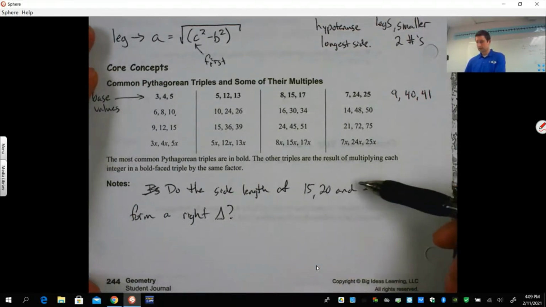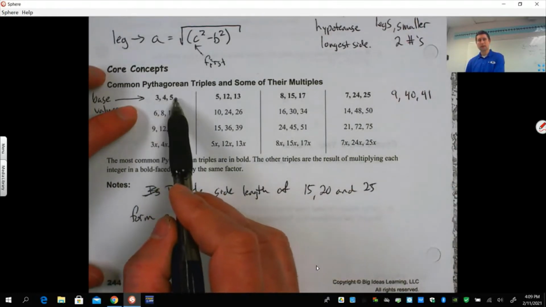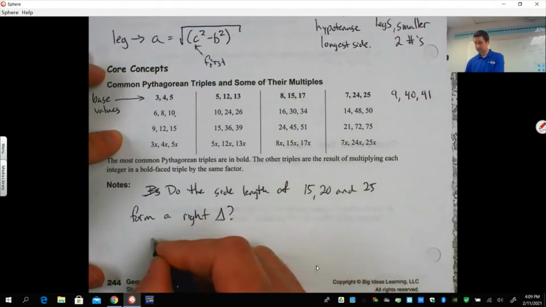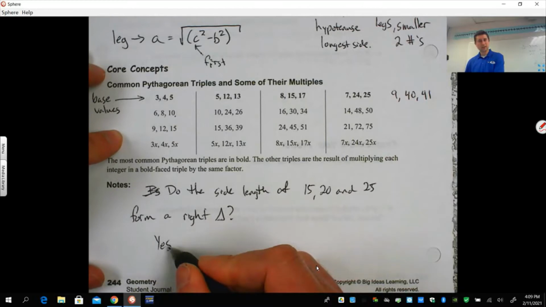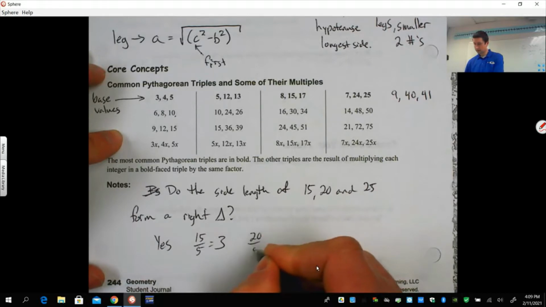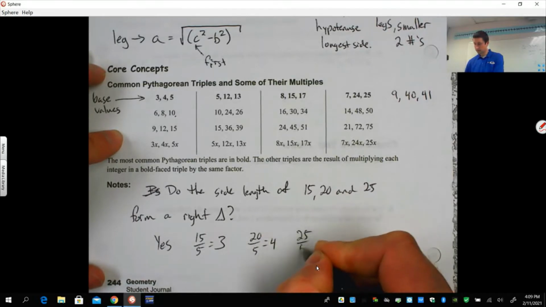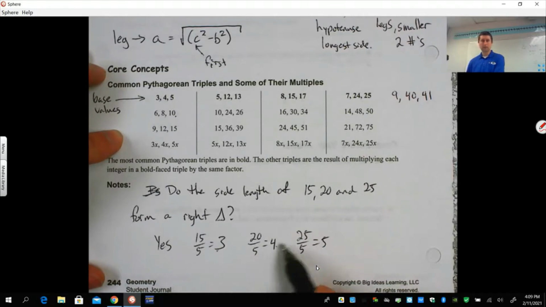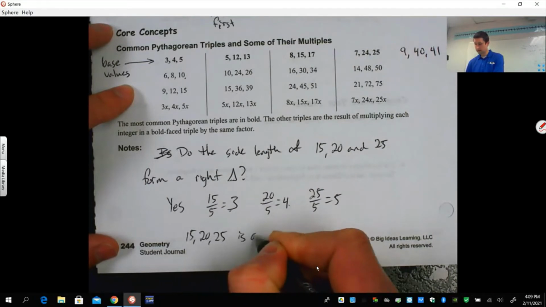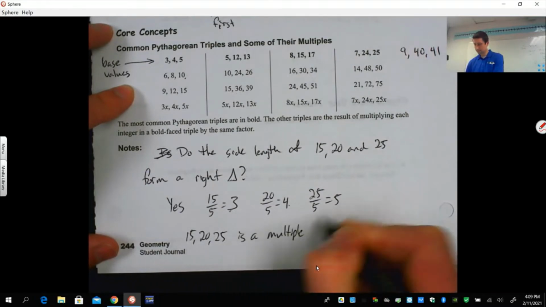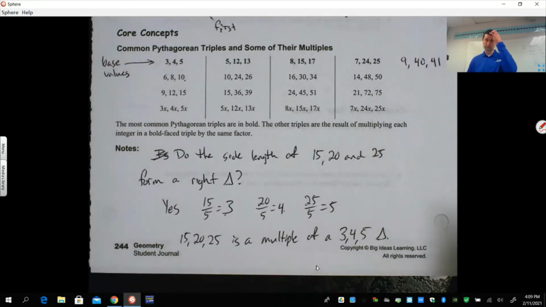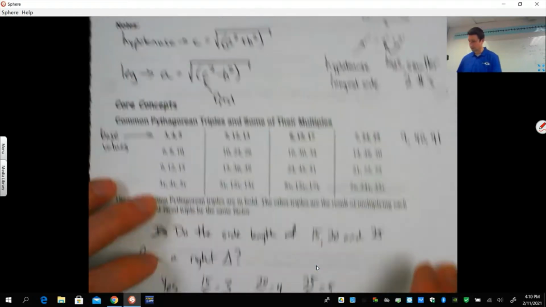We look at these three here, and we know that 3, 4, 5 is a base value, and if I take each of these divided by 5, we would know that yes, it does, because 15 divided by 5 equals 3, 20 divided by 5 equals 4, and 25 divided by 5 equals 5. So there's your 3, 4, 5 base value. So yes, 15, 20, 25 is a multiple of a 3, 4, 5 triangle. That's called just a 3, 4, 5 triangle. 3 and 4 are the legs, 5 will always be the hypotenuse.